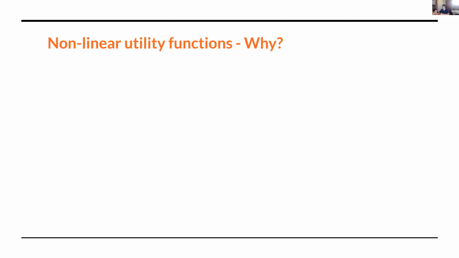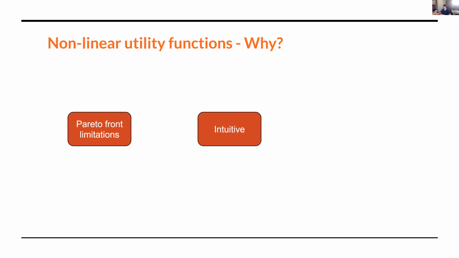The first question one may ask is why even go for nonlinear utility functions? And there are three main reasons why. The first is that there are known Pareto-front limitations to linear utilities, namely that they're not able to reach policies that sit in the concave region of a Pareto front. Further, nonlinear utility functions may be more intuitive to real people. For example, a threshold activation, where it might be easier to say, I want minor accidents to be less than 10, rather than saying I value minor accidents minus 0.5.